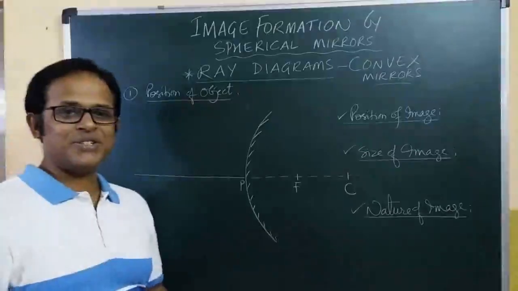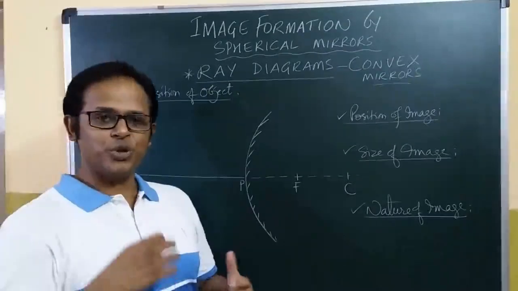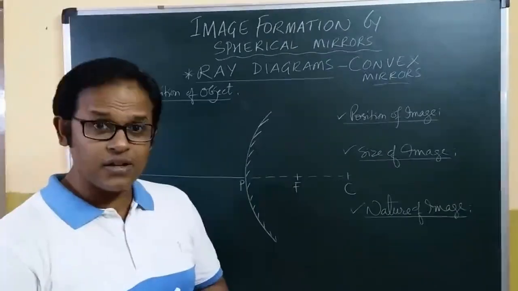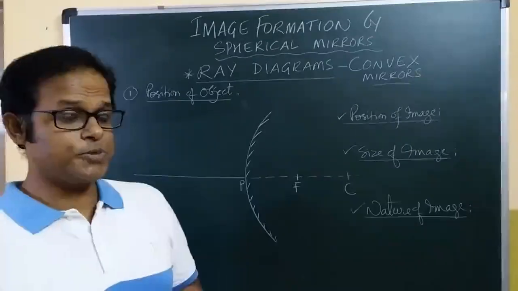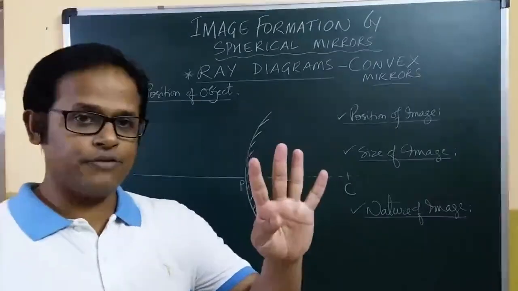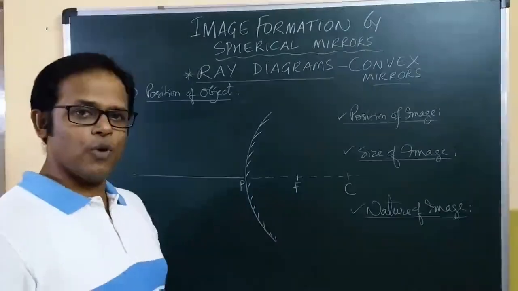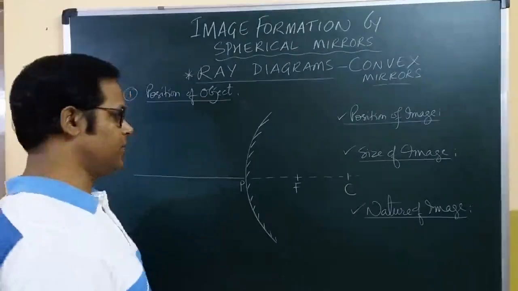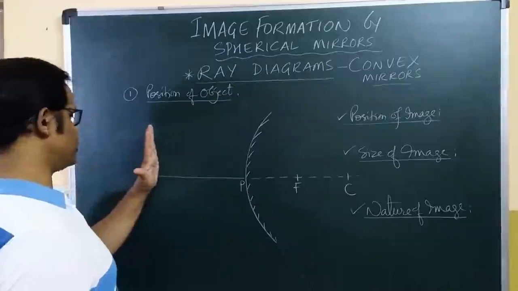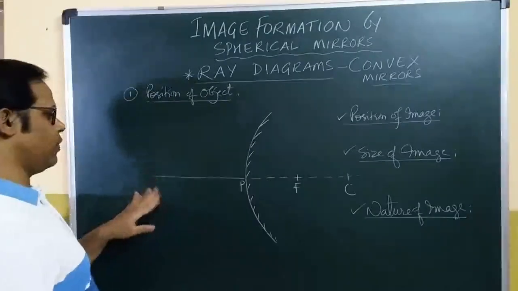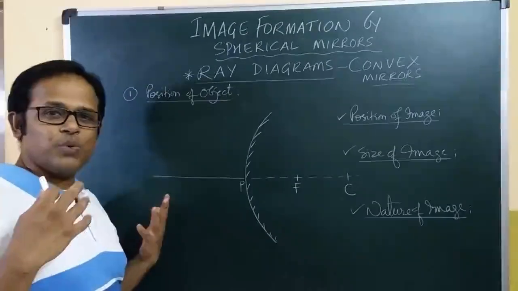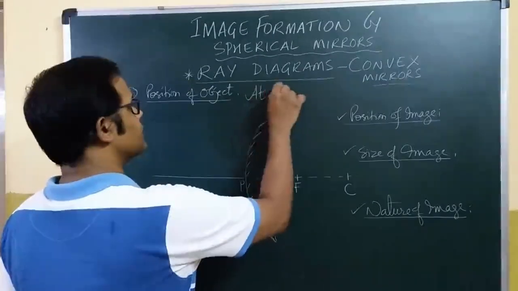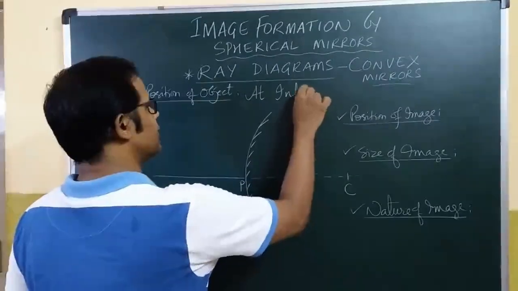Now, my dear students, I'm going to show you how to construct a ray diagram for convex mirrors using the principal rays. How many principal rays we know? Definitely 4 principal rays. Out of the 4, as we did for concave mirrors, we can use any 2 to construct the ray diagram. In this case also, the first position of the object which we will be studying is an object which is situated extremely far, which we call as the object situated at infinity.